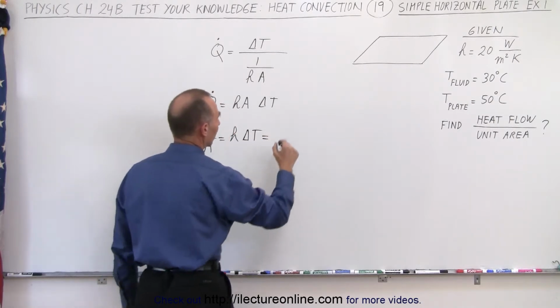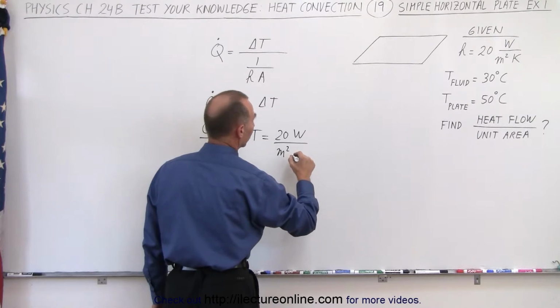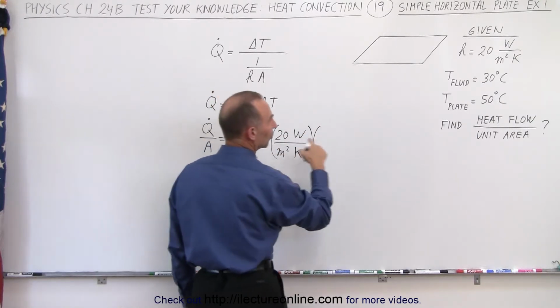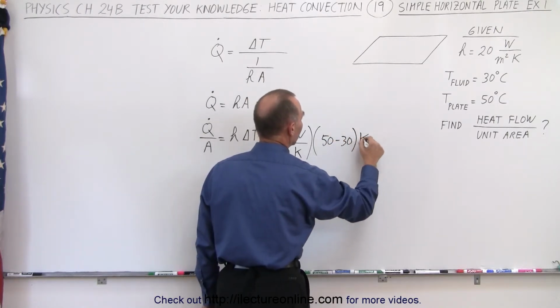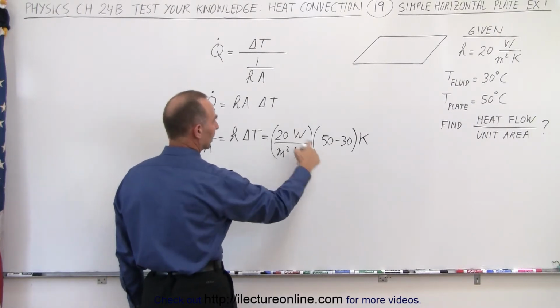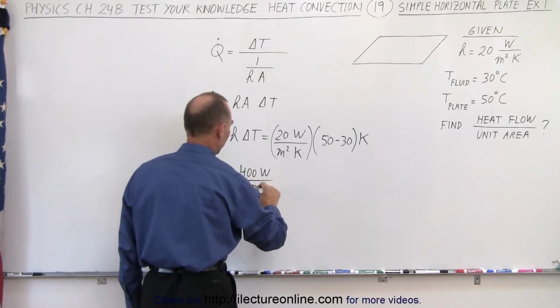So in this case, that would be 20 watts per square meter times Kelvin. And we're going to multiply that times the difference in the temperature. That would be 50 minus 30. And of course, that would be Kelvin as well. Kelvin cancels out. And so that's equal to 20 times 20, or 400 watts per square meter.